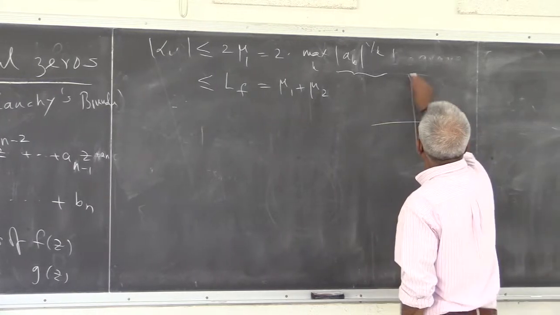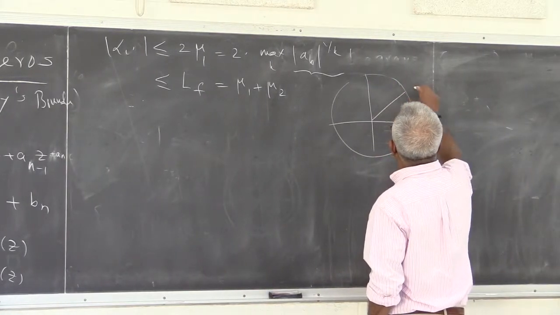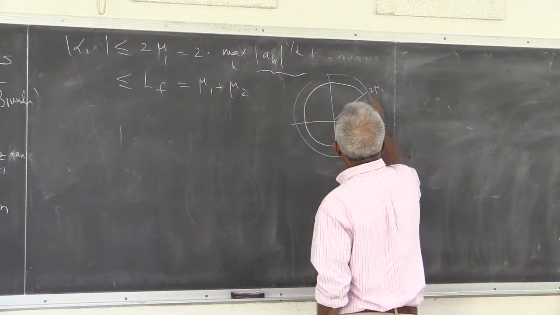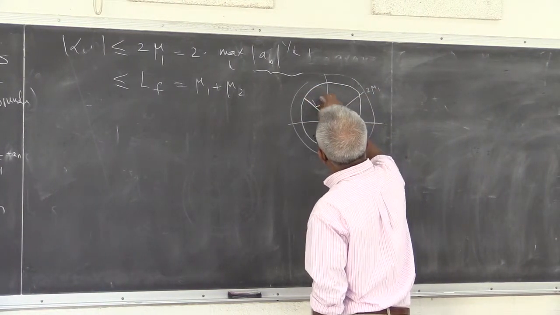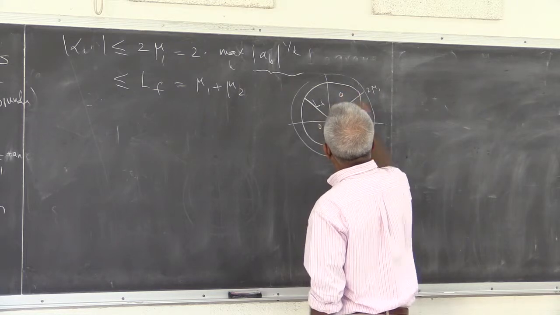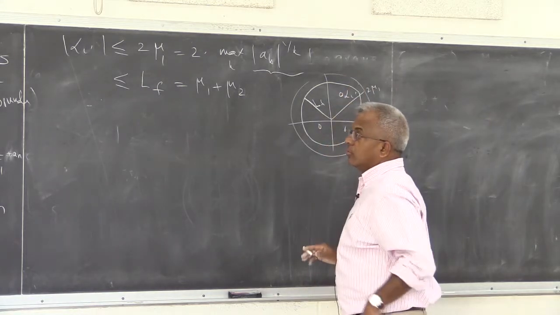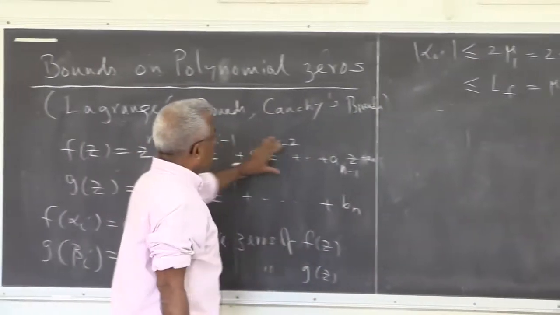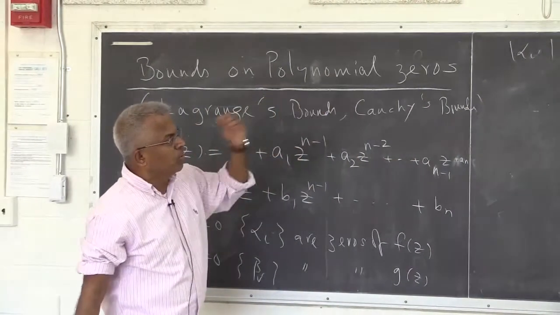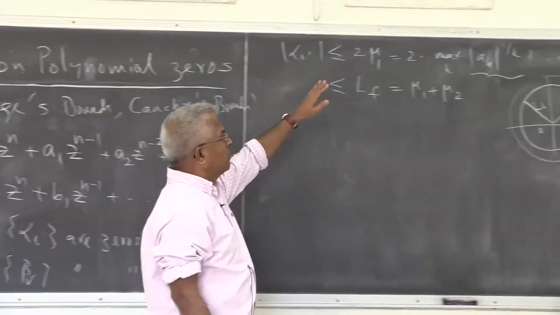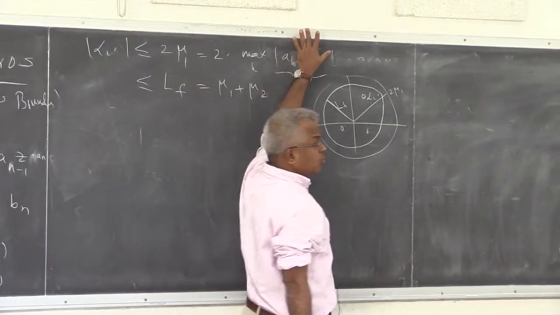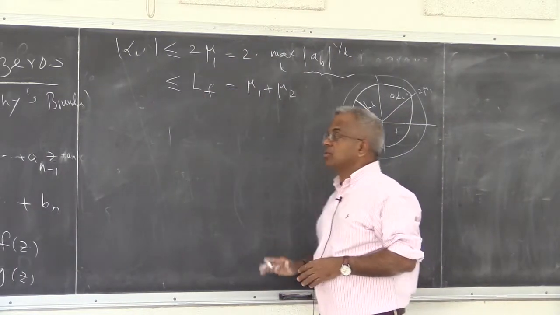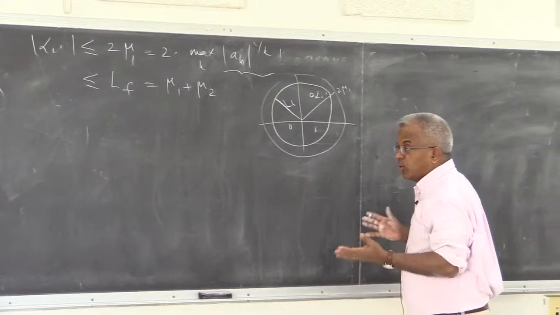So you had this is your 2 mu1, and this is the Lagrange bound, and here are the zeros alpha i's. Now notice an interesting thing: if all the coefficients ak are bounded by 1, the maximum is 1, all of them are 1. So you trivially get that all the roots are within a circle of radius 2, not 1, 2.